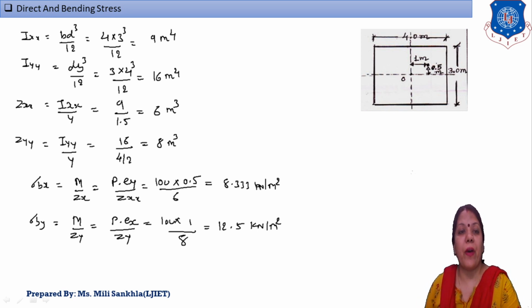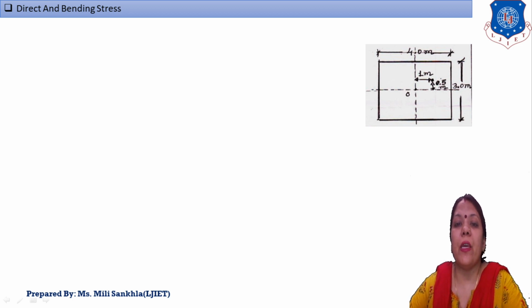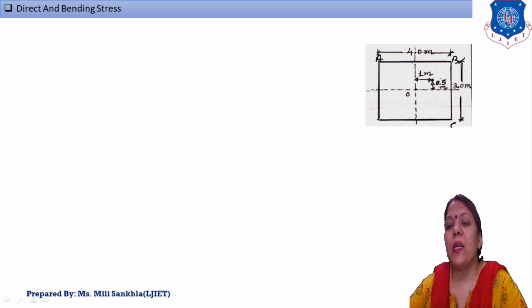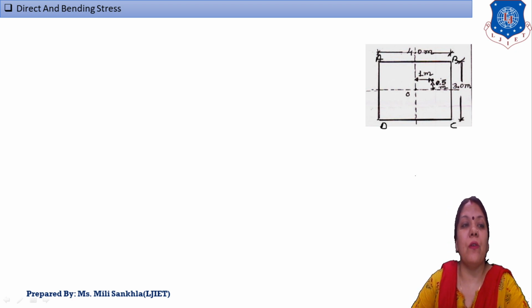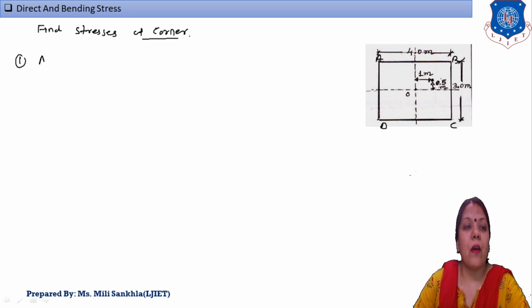Okay, now we find out stresses at each corner. For that, first of all we mention the notation of the corner stresses. This is our A point, this one is our B point, C point and D point. Now mention: find stresses at corner, because the data asks to find the stresses at the corners. First we find the stresses at corner B.